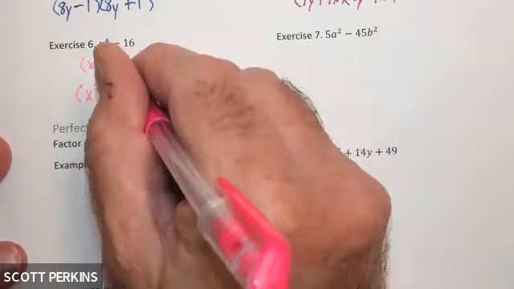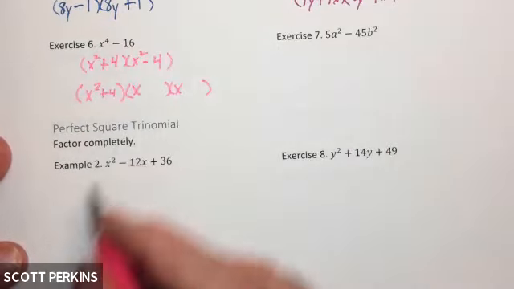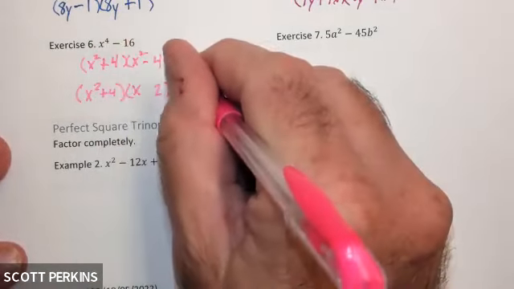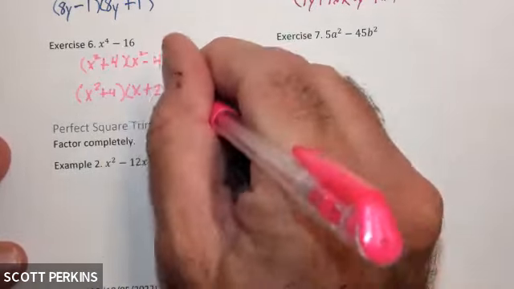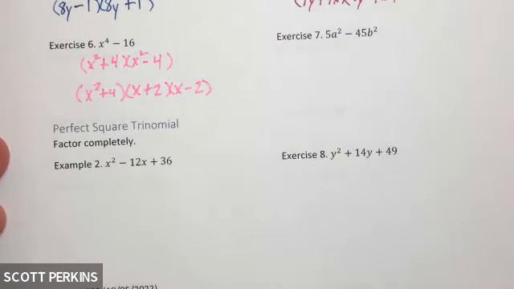X squared is going to give me x times x. 4 is going to give me 2 times 2, plus one minus the other, or minus and plus. Again, the order does not matter. And now at the end, none of that is able to be factored any further, so I am finally done with the problem.